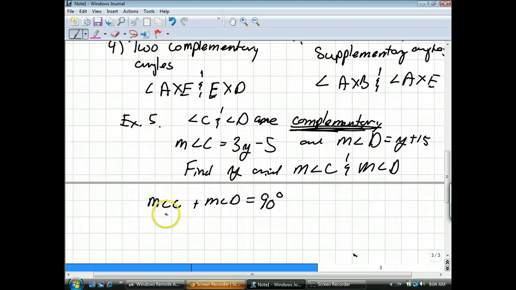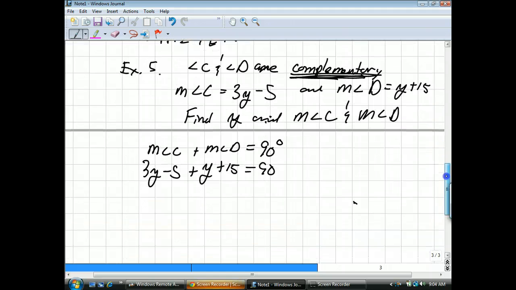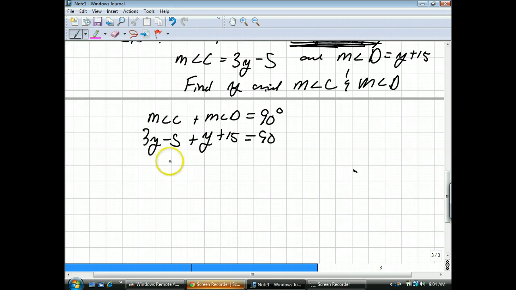And so the measure of angle C is 3y minus 5. The measure of angle D is y plus 15, and we know that has to equal 90. Now using our algebra, we can solve for y. So 4y plus 10 equals 90. Subtract 10 from both sides. Divide by 4, so we get y equals 20.